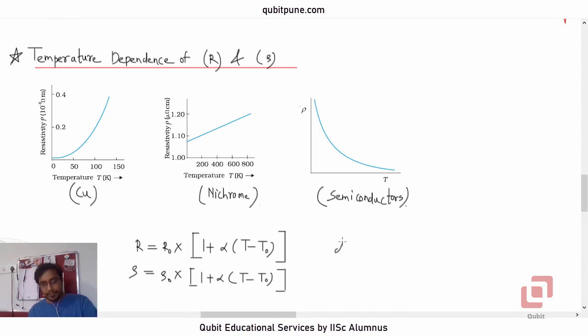What is alpha? Alpha is called the temperature coefficient of resistance. Temperature coefficient of resistance. SI unit: per degree Celsius or per Kelvin. Okay, not SI unit, per Kelvin.